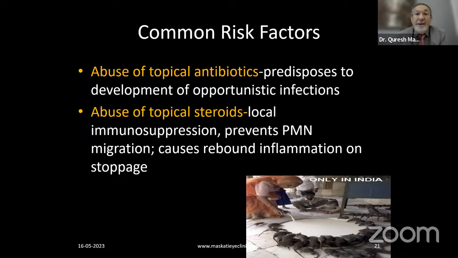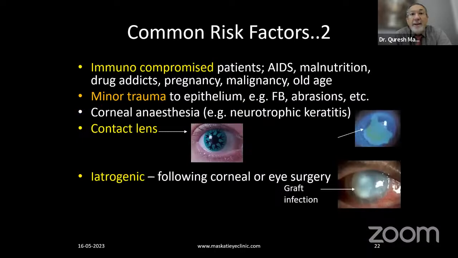So why do we get infection? Many times we abuse topical antibiotics. At the slightest red eye, we assume it is infection and we use topical antibiotics. Topical antibiotics lower the resistance of the eye to fungus and other things, and the eye becomes resistant to those antibiotics. So we should not use antibiotics unless it is under medical advice. Second is abuse of topical steroids. It acts as a local immunosuppressant, prevents polymorphonuclear migration, and causes rebound inflammation. So for allergy and other things, we should avoid abuse of topical steroids. The other thing is if the patient's eye is compromised, like patients with HIV, AIDS, or malnutrition, immunocompromised people, drug addicts, pregnancy, where our resistance is low, malignancy, old age. These are some of the risk factors for infection.